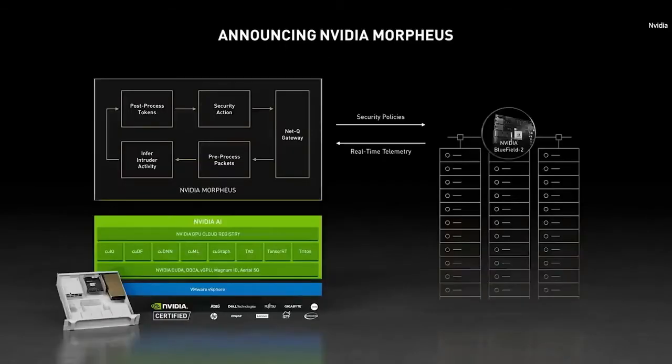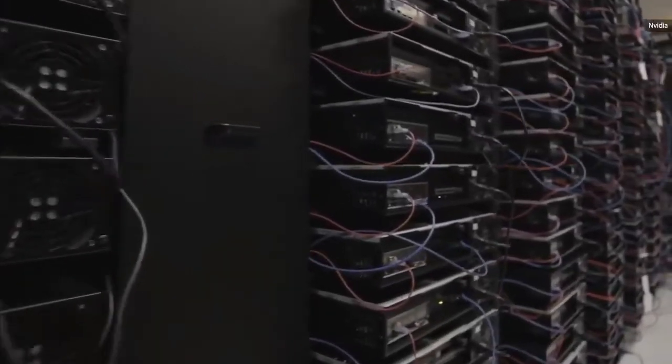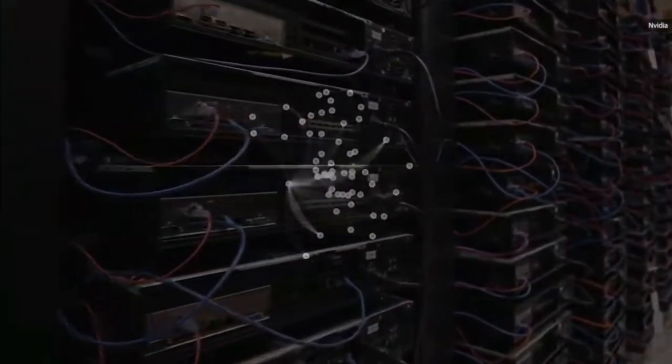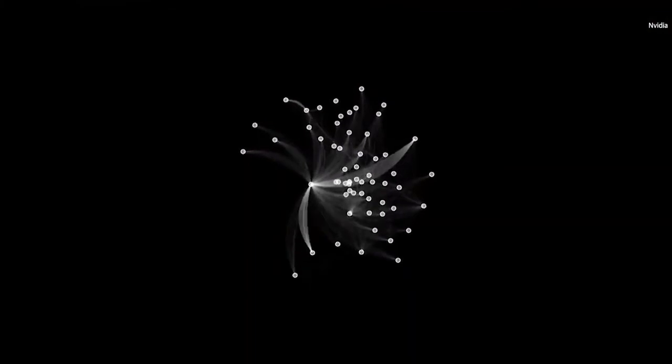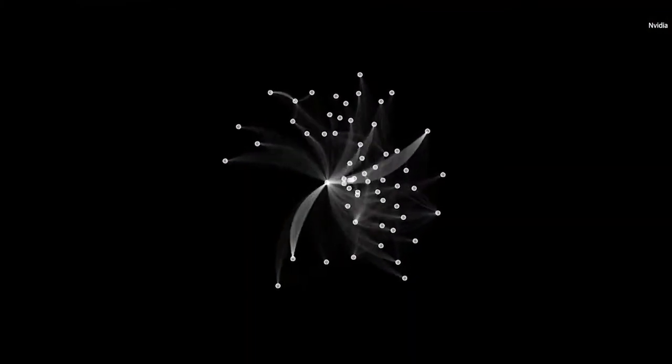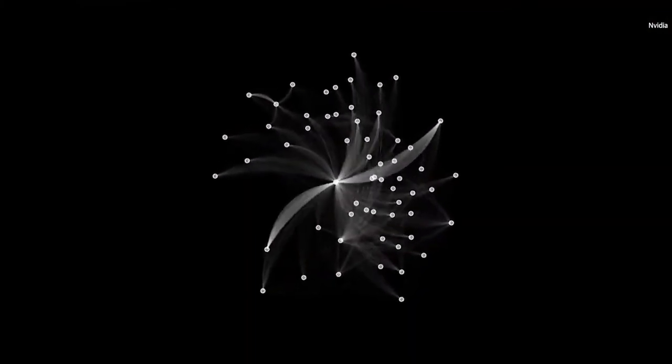Today, we're announcing Nvidia Morpheus, a data center security platform for real-time, all-packet inspection. Morpheus is built on Nvidia AI, Nvidia Bluefield, NetQ network telemetry software, and EGX. It starts with a network. Here we see a representation of a network, where dots are servers and lines, the edges, are packets flowing between those servers. Except in this network, Morpheus is deployed.